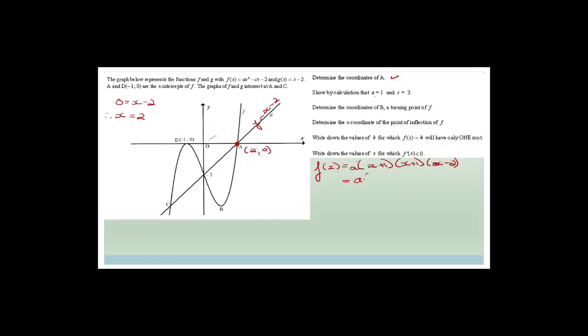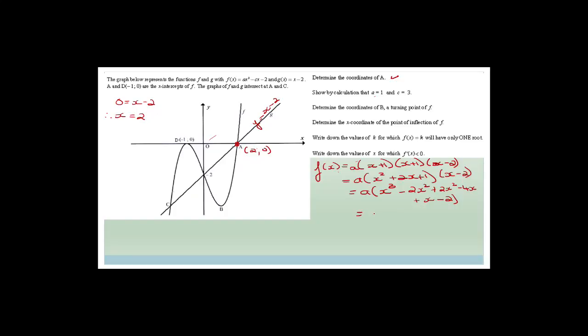So let's do that. We've got a. This comes as x squared plus 2x plus 1. Now we need to multiply it with x minus 2. So we get a. x times x squared is x cubed. x squared times minus 2 is minus 2x squared. Then we've got plus 2x times x is plus 2x squared. Plus 2x times minus 2 is minus 4x. And then plus 1 times x is plus x. Plus 1 times minus 2 is minus 2.